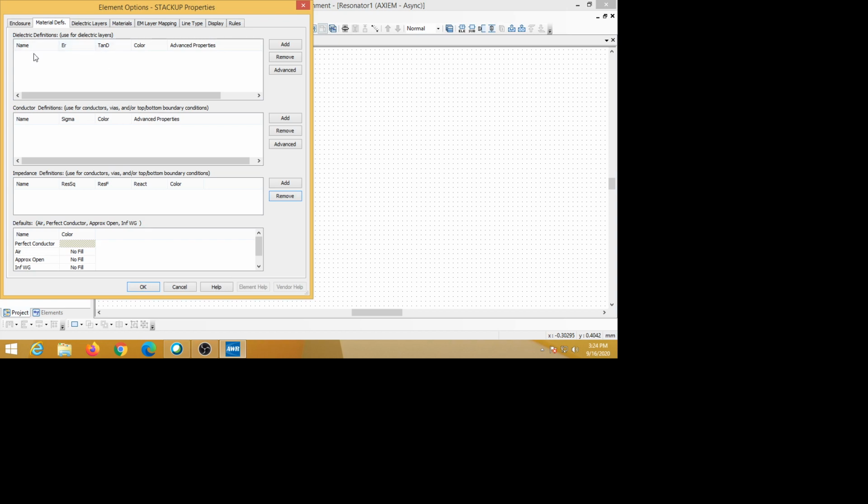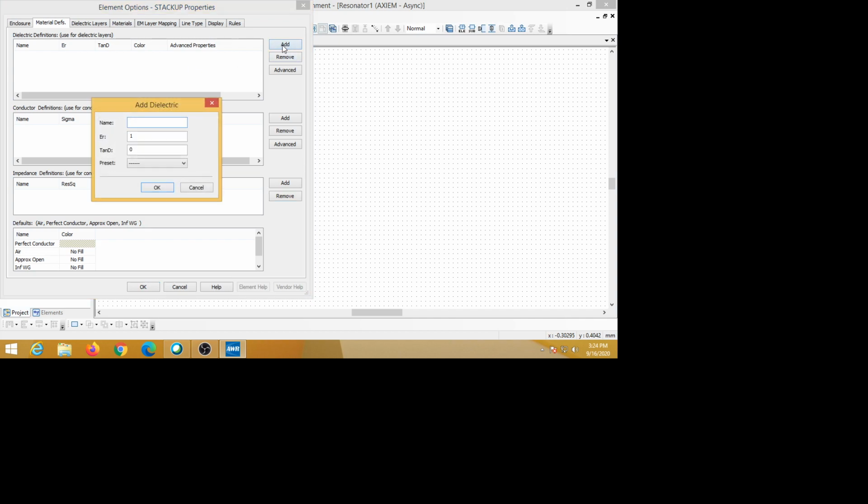So here we have to define that material, so we have to add it. To add that material, just click over add. Okay, this window comes. Here we have to give these parameters, which we have to provide to the material. First is a name, you can give any name. I am giving it as SUB1, substrate 1. I am taking 2.2 as the permittivity, and tan delta is 0.001.